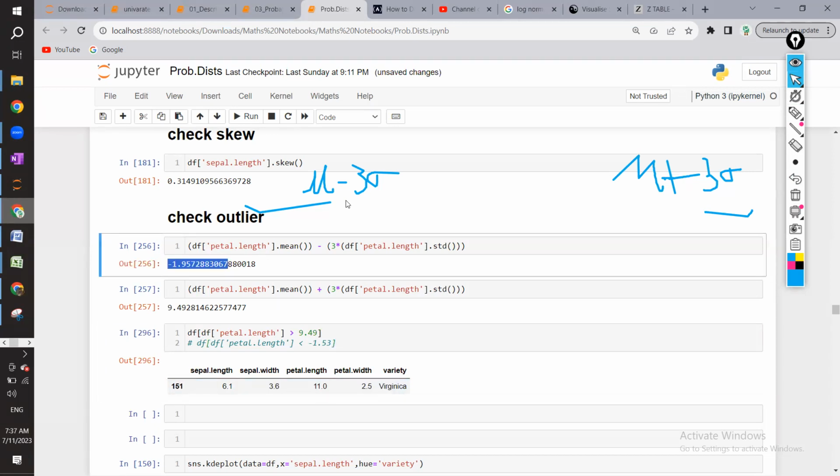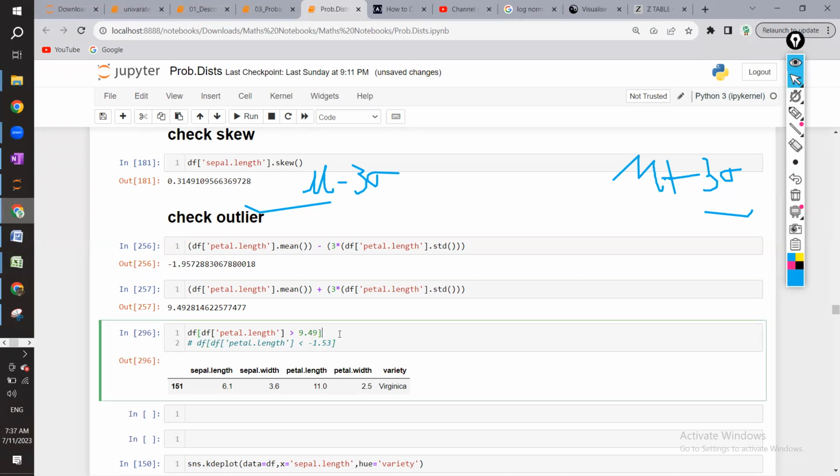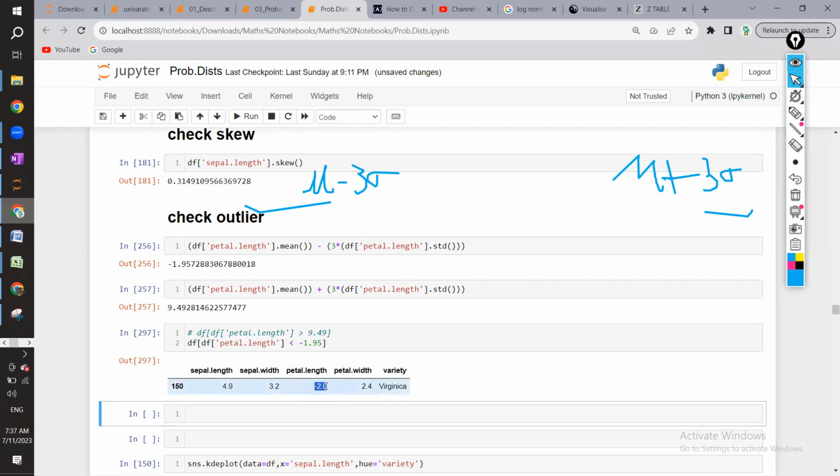Or which is less than this value, the lower bound, mu minus 3 rho, or minus 1.95. If I just do this, you have this petal length of minus 2. See, length cannot be minus 2, this is just for the demo. So this particular row is also an outlier. Using this, you can directly get all the outliers.